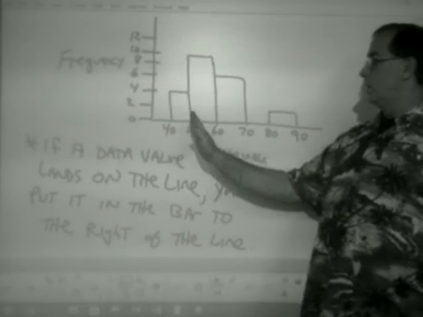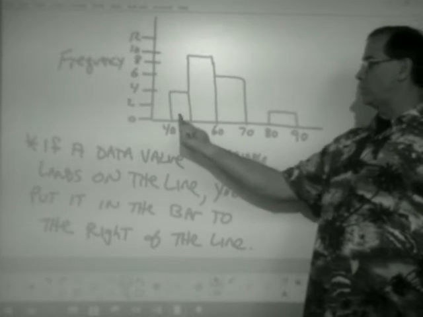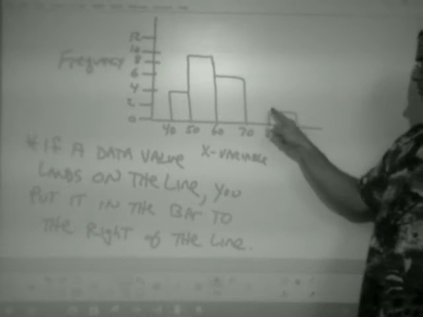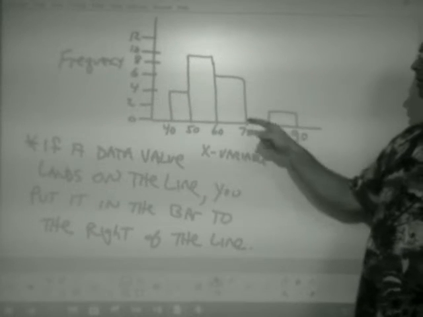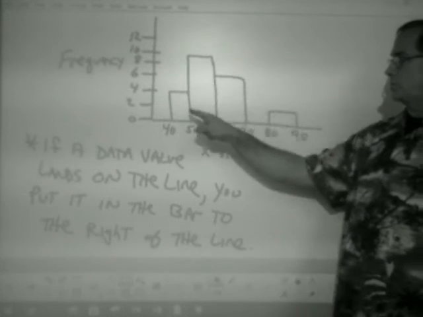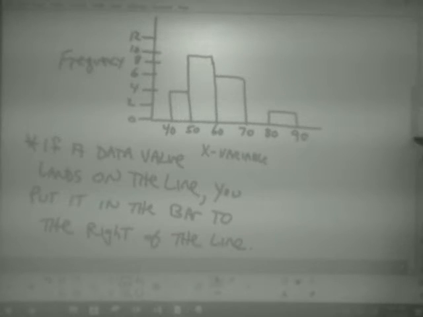Notice the bars that are adjacent to each other in scaling touch. There is no data here, so this edge of this bar doesn't touch this bar. But these bars have to touch. The edges have to touch each other because this is right next to it in the scale.